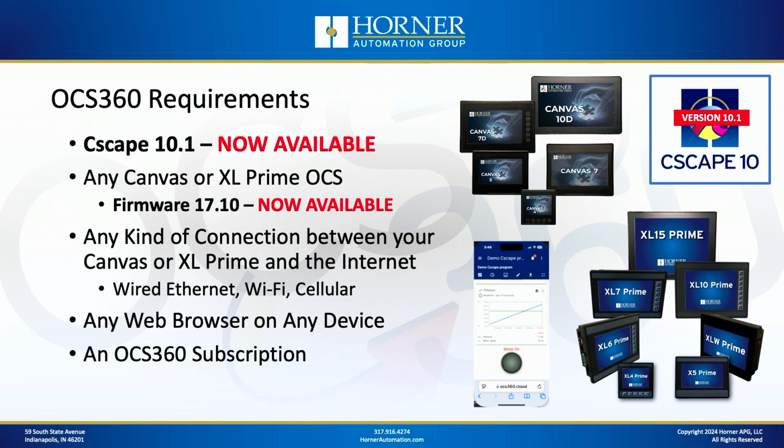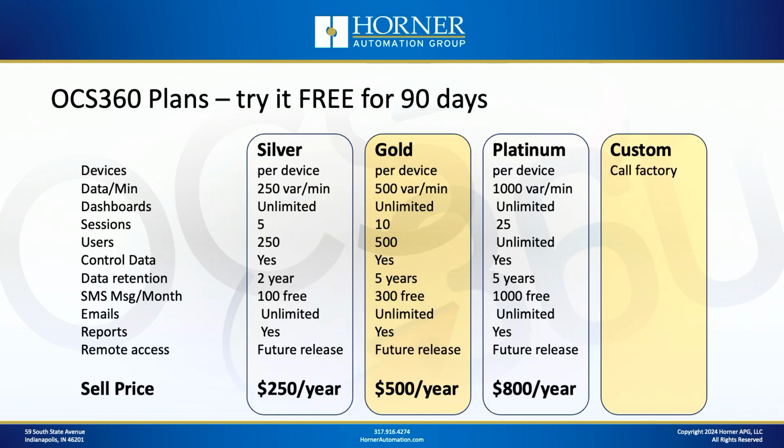And you'll need an OCS360 subscription. Now, we have 3 primary plans for OCS360. They're all per device, and the main way that they vary is by the amount of data that can be pushed to the cloud per controller. With the silver plan, it's 250 variables per minute. With the gold plan, it's 500 variables per minute. And with the platinum plan, it's 1,000 variables per minute.